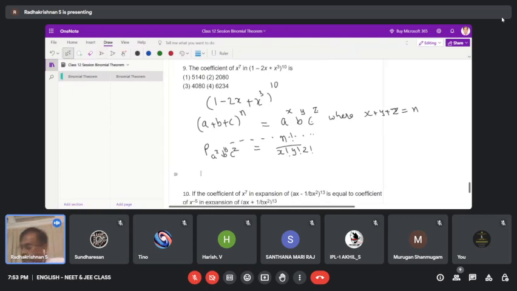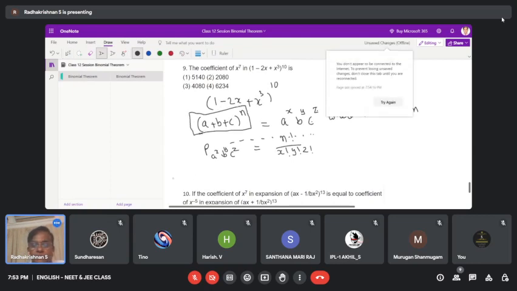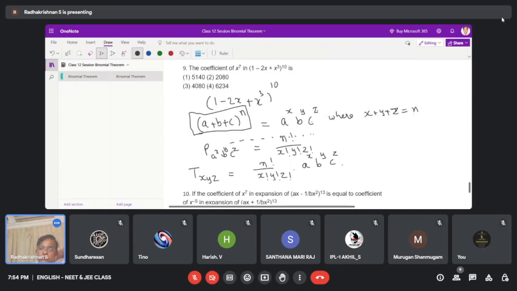So that means the expansion of a plus b plus c whole to the power of n is going to be like this: t x y z is equal to n factorial by x factorial, y factorial, z factorial into a to the power of x, b to the power of y, c to the power of z. So this we can derive from our knowledge of permutations and combinations.